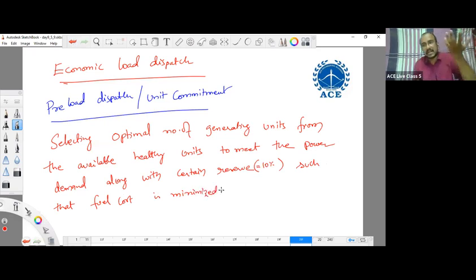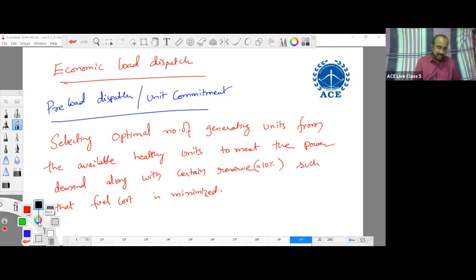So you should not select high cost buses to go for your tour. Based on your economical condition, you should select the bus for your tour. Here also it is the same. Select the optimal number of generating units from the available healthy units. More units are there, but from those you should select healthy units to meet the load requirement along with certain reserve, such that fuel cost is minimized.